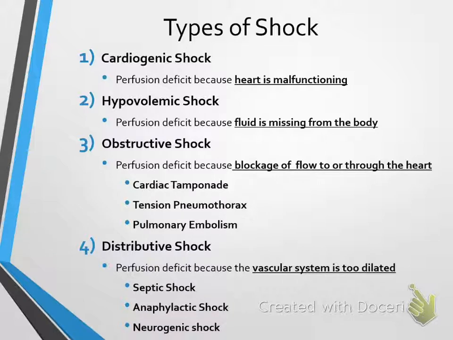That gives you obstructive shock. And then distributive shock is where your vascular system is super dilated, and that's what lowers your blood pressure. So you can see we have septic shock, anaphylactic shock, and neurogenic shock. Anaphylactic shock you talked about in block two, right? So you kind of covered that. Hey, low blood pressure. And then neurogenic shock we will talk about in the neuro lecture.